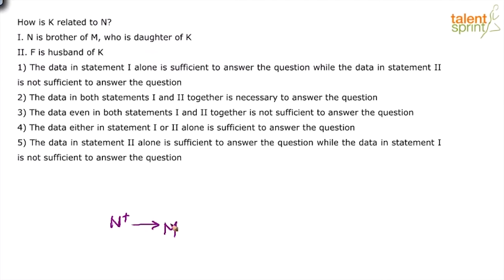N is the brother of M. Who is the daughter of K? Who here refers to M? Who is who? M. M is the daughter of K. So how is K related to N?